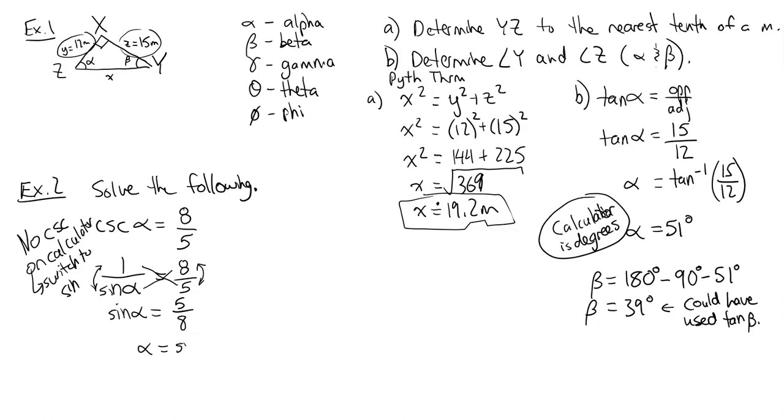So here we go. That means that alpha is equal to sine inverse of 5 over 8, making sure we divide that. And that means our alpha is 39 degrees. And that is our answer. That's what it means to solve the following. We're solving for the unknown variable. So that's all I want to go over today, and that should make sense.